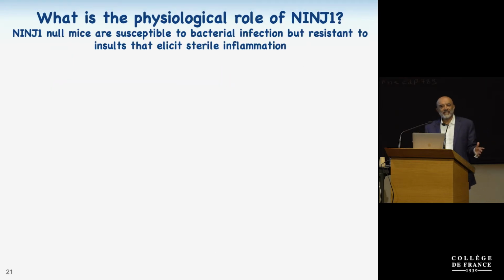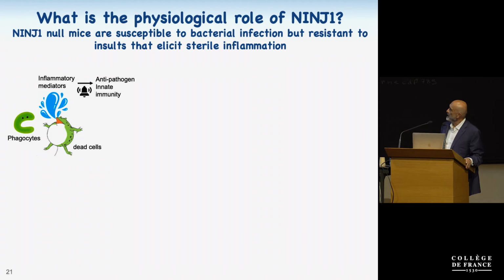Okay, so why is it conserved? So one possibility is that maybe you need acute cell lysis and the dumping of DAMPs to get an optimal inflammatory response. It's early days. I don't know if that's true or not, but that's a possibility. But let us say that is. Then you would say that the NINJ1 null mice would be more susceptible to bacterial infection and relatively resistant to sterile inflammation. Now, is that the case?